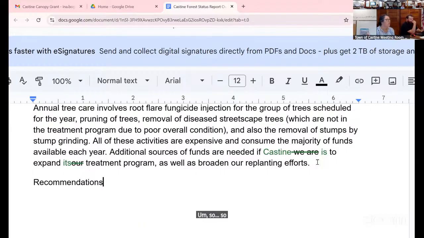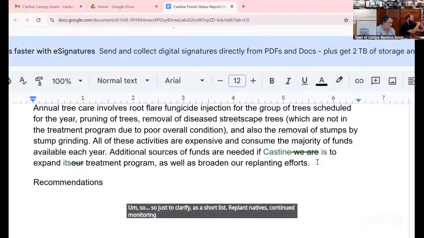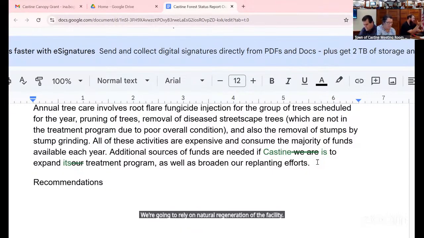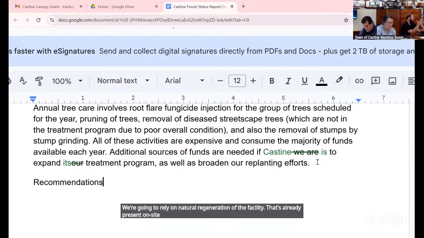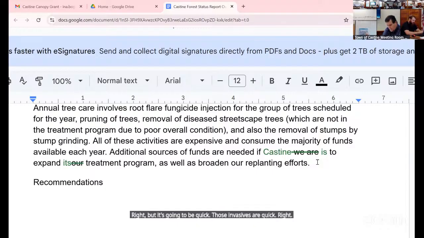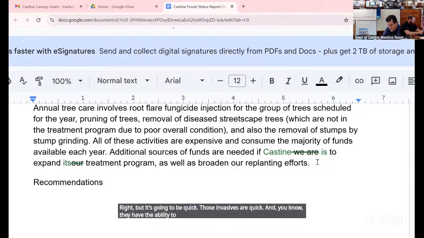So just to clarify, as a short list: replant natives, continued monitoring. We're going to rely on natural regeneration, so it's already present on site and we expect it will recruit in a new gap, something to that effect. Right, but it's got to be quick, because invasives are quick. Right. And they have the ability to hold the site for a long time.